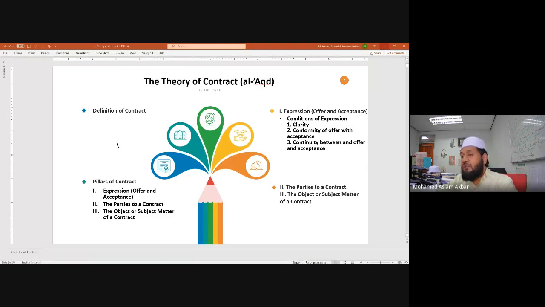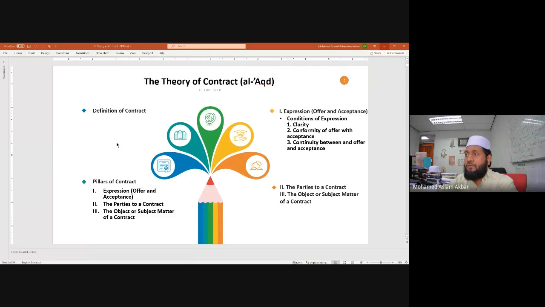All right, so this is what I want you to understand. This is the outline for you. These three pillars we are going to cover in almost six, seven, eight classes. So today what we are going to do is the first, expression. All right, so we are going to talk about the first, expression.